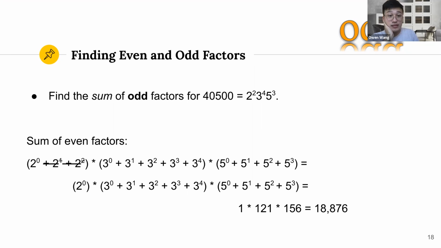So on this slide, if we want to find the sum of the odd factors, same thing. We do the sum of factors, right? The same formula we learned last week. And this time we remove 2 to the 1 and 2 to the 2. We take those out. We only consider 2 to the 0 and do the product of all the sums. And that gets you this new sum that's 18,000 something, which is the sum of all the odd factors.